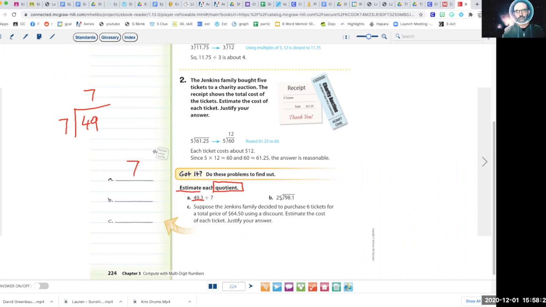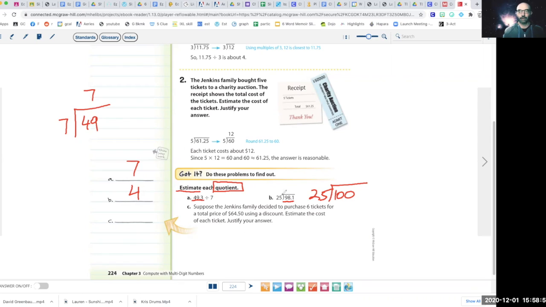Okay, so let's try B. And you're going to change that 98.1 to be something that is compatible, or that is easily divisible by 25. Ready, go. Okay, so you should have changed 98.1 to just 100. 100 divided by 25 is just plain old 4. That's pretty easy, right?